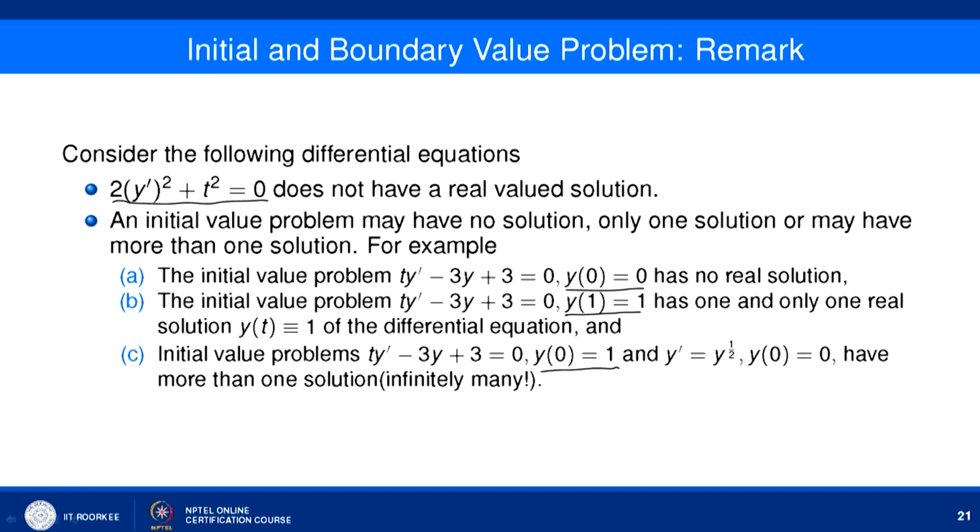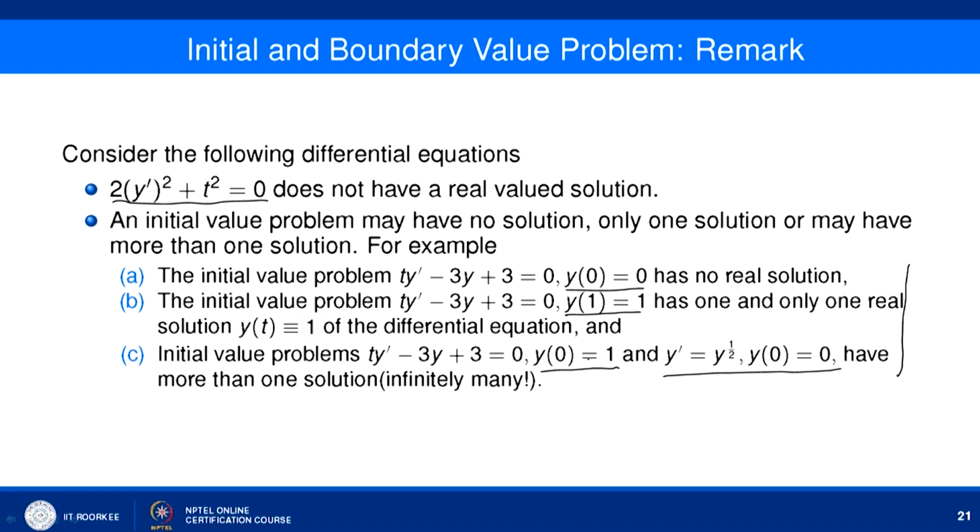The initial value problem t y dash minus 3y plus 3 equal to 0 along with y(0) equal to 0 has no real solution. With y(1) equal to 1, it has one and only one real solution, y equal to 1, of the differential equation. With y(0) equal to 1, it will have infinitely many solutions, or more than one solution. And if we consider one more problem, y dash equal to under root y where y(0) equal to 0, this will also have more than one solution. I am not working it out right now; you may consider it as an exercise to verify that indeed in these cases we have the corresponding results.